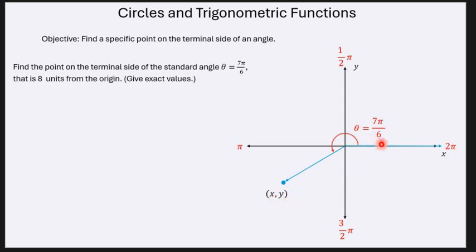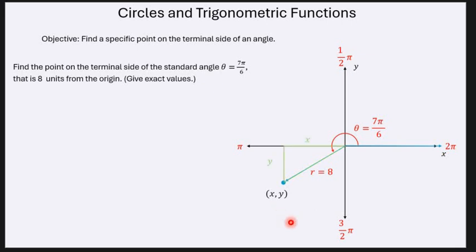So I draw 7 pi over 6 with its terminal side in the third quadrant. And then I'm also going to label the radius. The radius is given as 8. I'm going to use a right triangle now in order to identify the sine and the cosine of this angle, and then I'm going to use the sine and the cosine to find the x and y value.